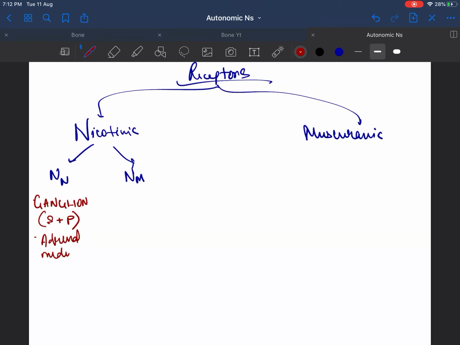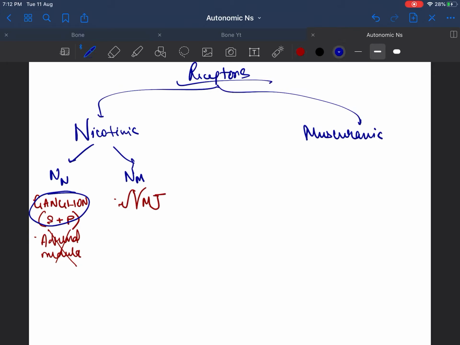But it's not necessary to memorize this. Only remember that the ganglion contain NN receptors. Both sympathetic and parasympathetic contain these. So it's very important to remember that. The NM receptors, as the name suggests, are present at the neuromuscular junction, the nerve muscle junction, NMJs.